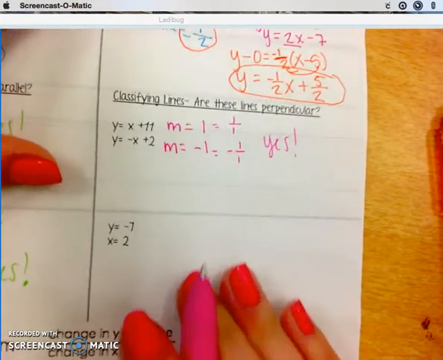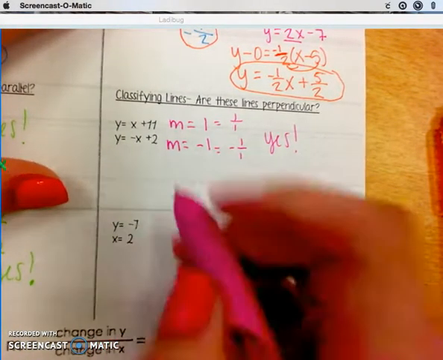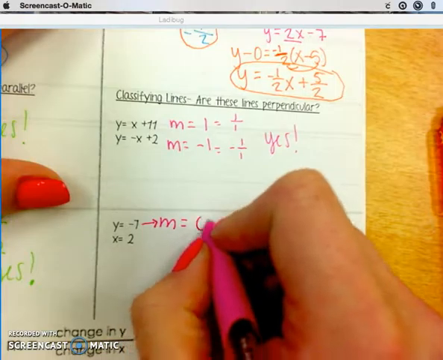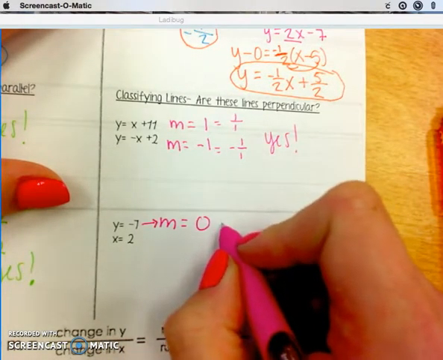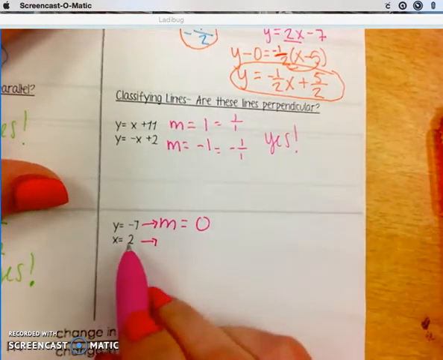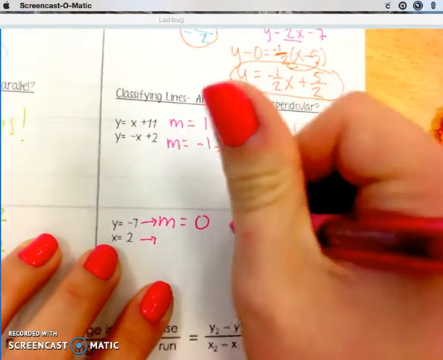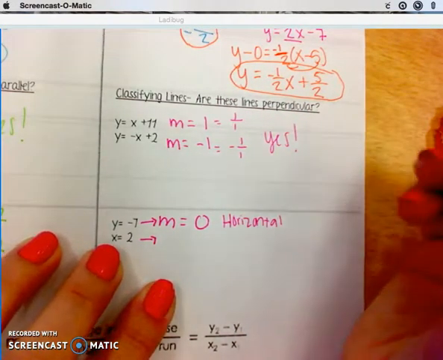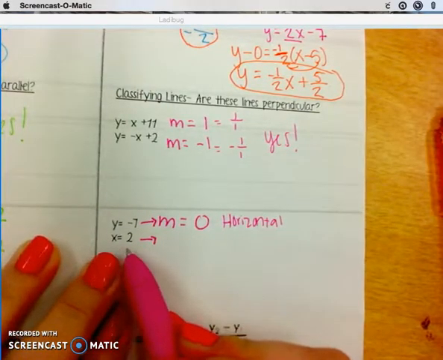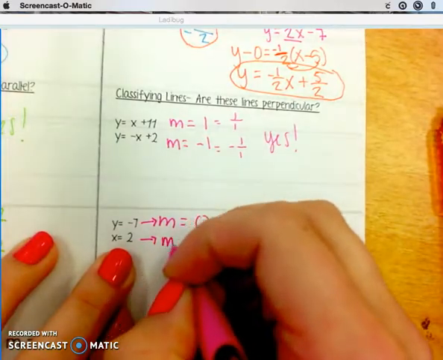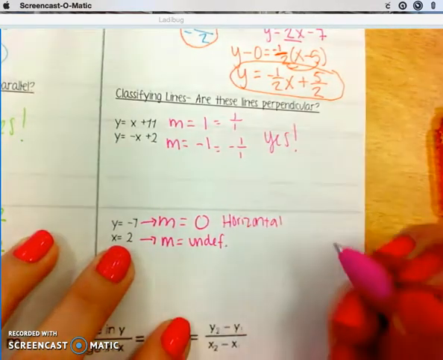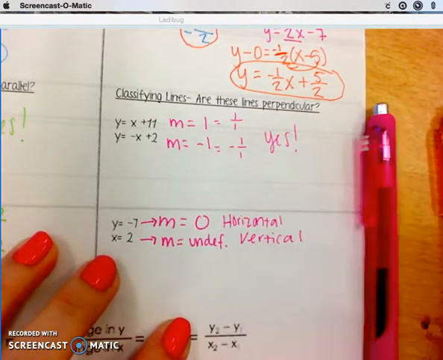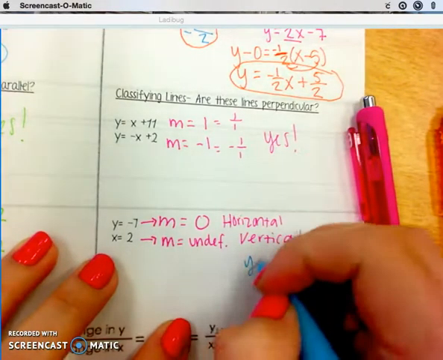Now, looking at this, what is the slope of this line? The slope is 0, and because its slope is 0, it is horizontal. And then for this line, if it crosses the x-axis at 2, then my slope is undefined, so that's a vertical line. Are horizontal and vertical lines perpendicular? Do they come together at a T? Yes, they do.